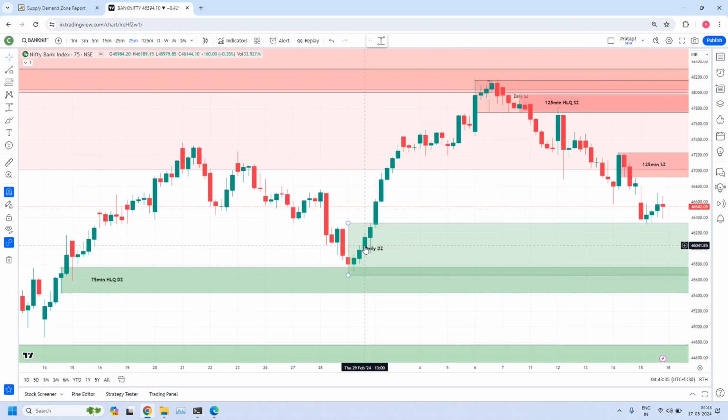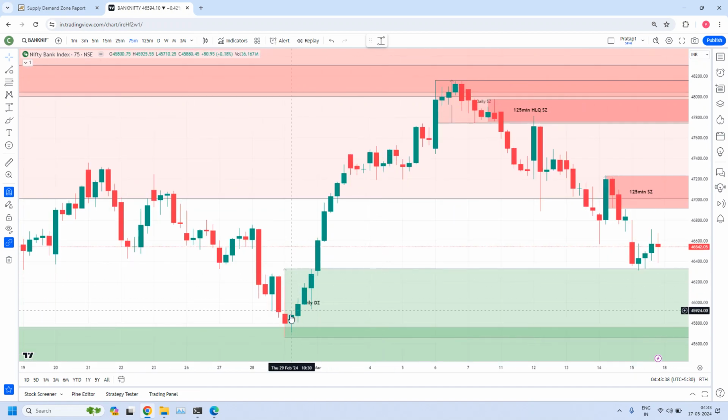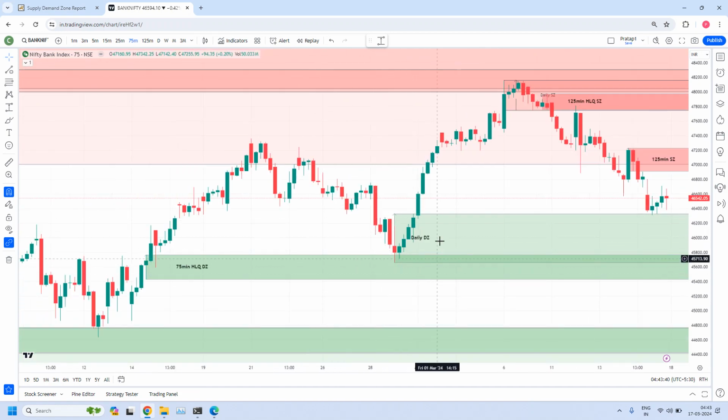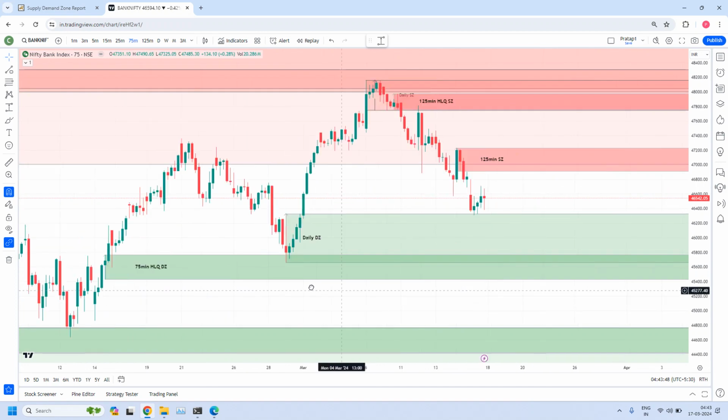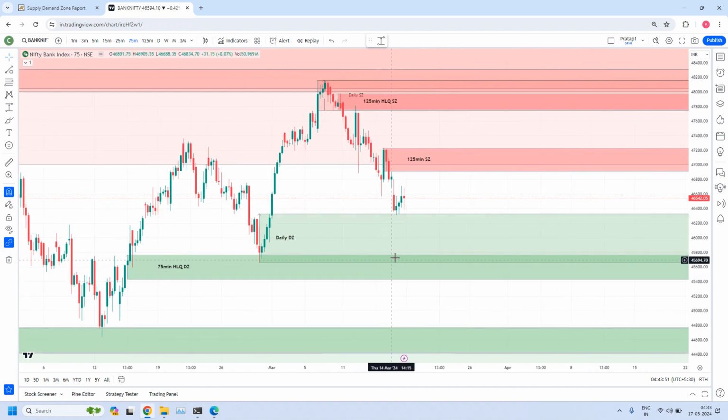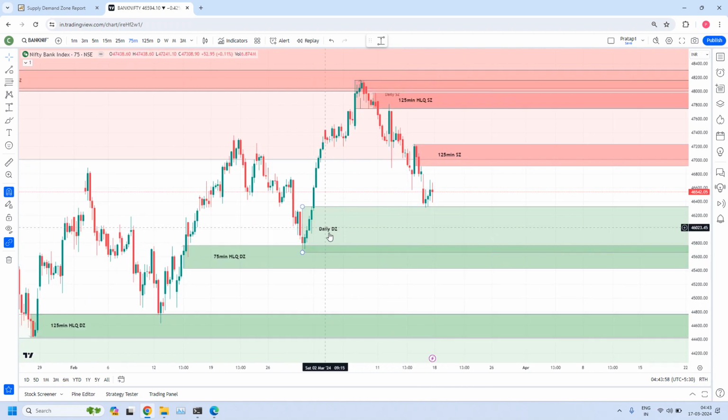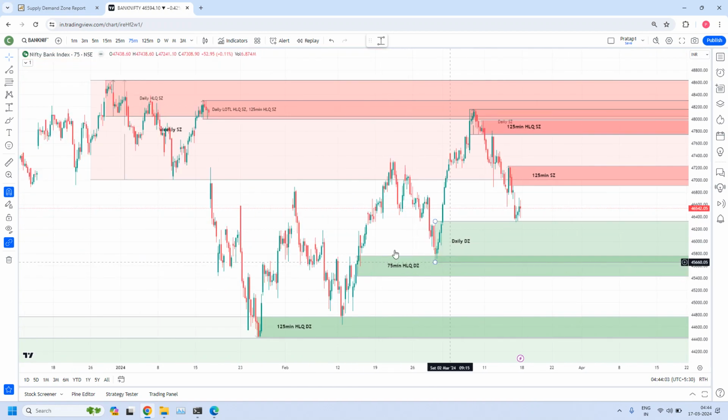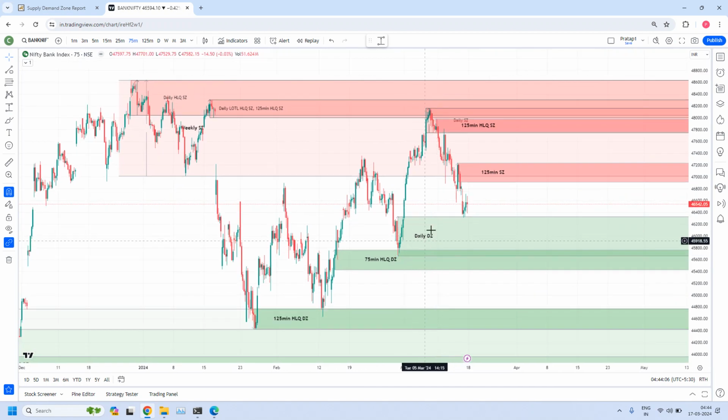moved up. Again what did institutions do? Again they created a zone here. But this time they created a daily zone, but the orders are picked up from this 75 minutes high liquidity demand zone area. So that means definitely in this area or maybe inside the daily demand zone, it will hold the prices. Any further lower time frame high liquidity zones inside, we will find. So very interesting. This daily demand zone, the source is the 75 minutes high liquidity demand zone.